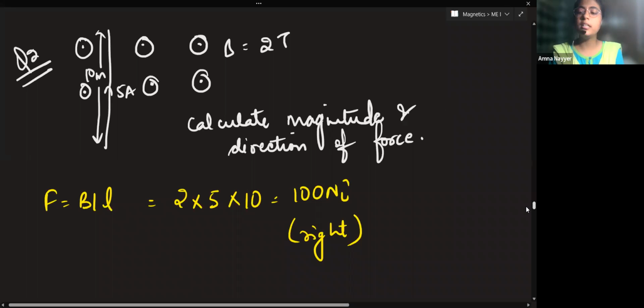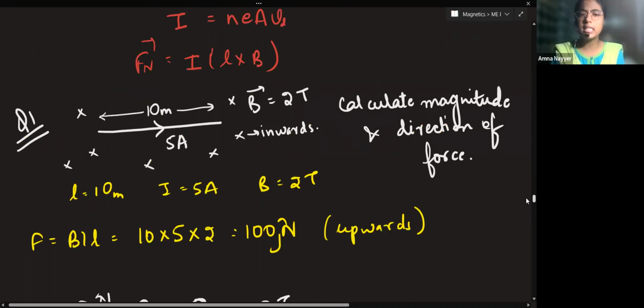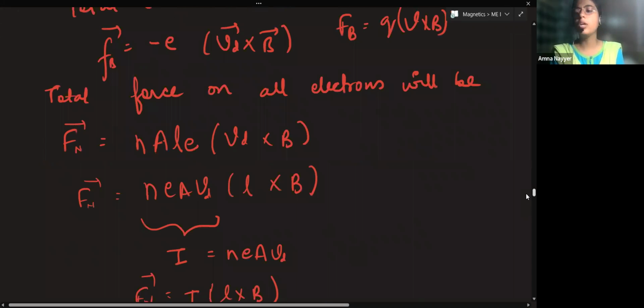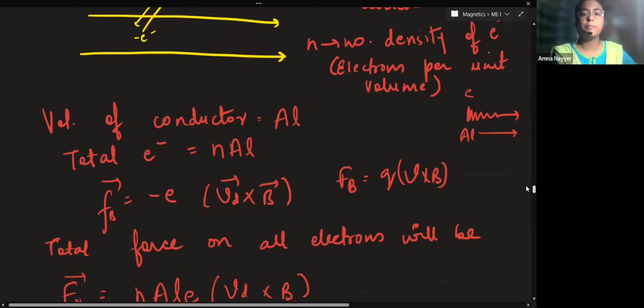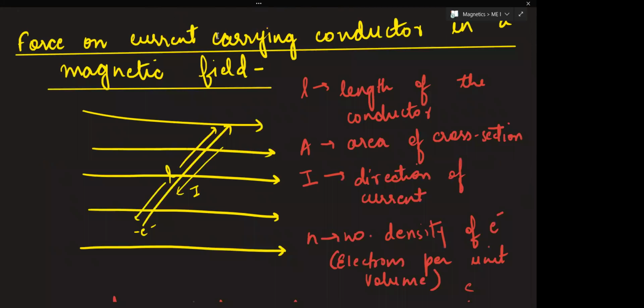Majorly this force gets utilized when we have two parallel conductors, that we'll see in the next class. So F is equal to I L cross B. You see the angle between the length and the magnetic field. If it is kept perpendicularly, it is 90 degrees. If it is parallel, then obviously it will be zero. Fine, so note it from here. Any doubts you are having, just let me know.